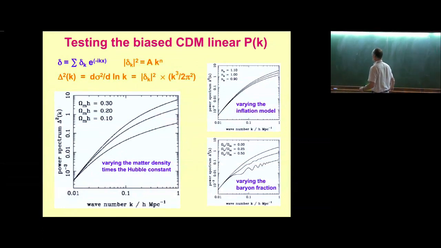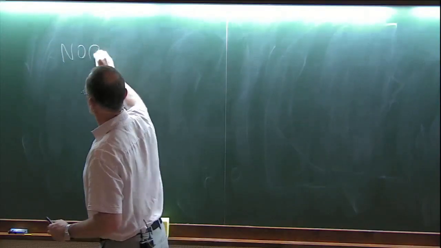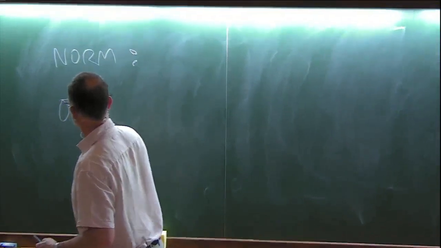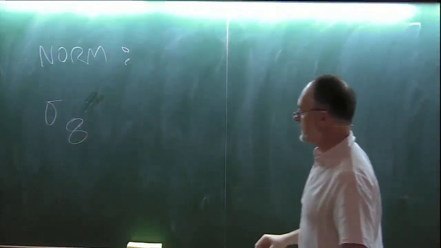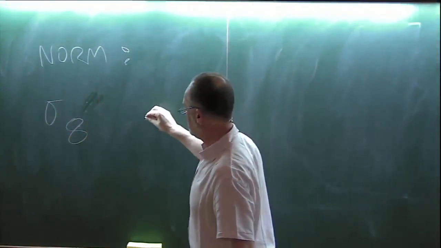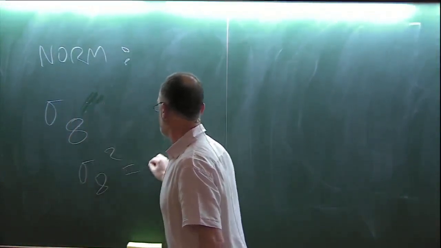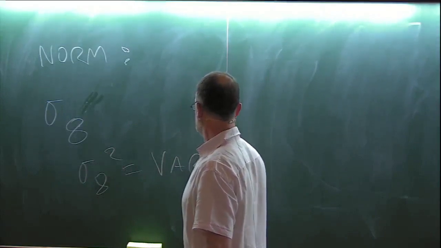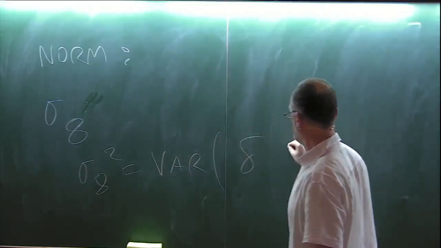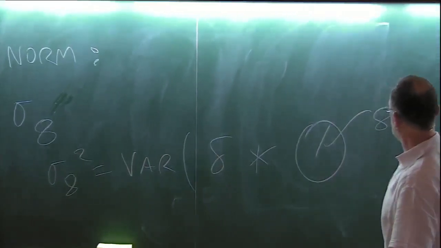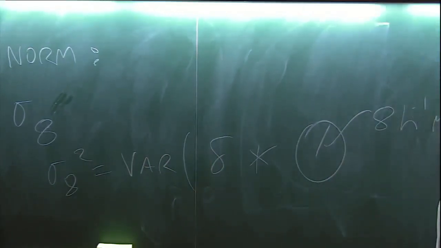Worth mentioning that we also talk a lot about the normalization of the power spectrum in terms of sigma 8, and that is, sigma 8 squared is the variance of the density field when we convolve it with a ball whose radius is 8 h to the minus 1 megaparsecs.